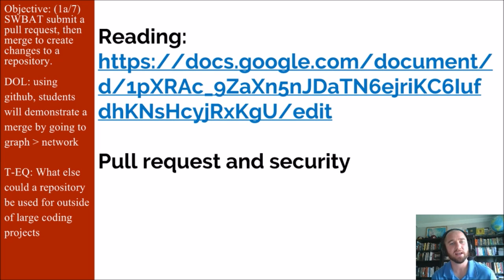I do have a reading. It is pretty optional unless we have plenty of time in class, and we can read it. It's all about security and pull requests.